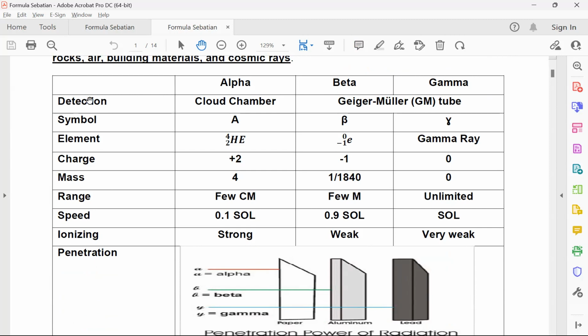First and foremost, if we talk about detection-wise, alpha could be detected by a cloud chamber, whereas beta and gamma could be detected by a Geiger-Müller tube. But you don't need to remember the name because obviously it's too long. Instead, in your exam, you just need to remember GM tube. So what does a cloud chamber look like and what does a GM tube look like?